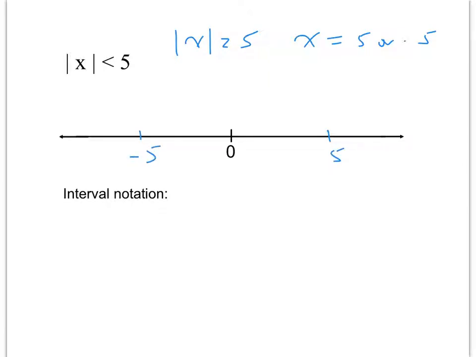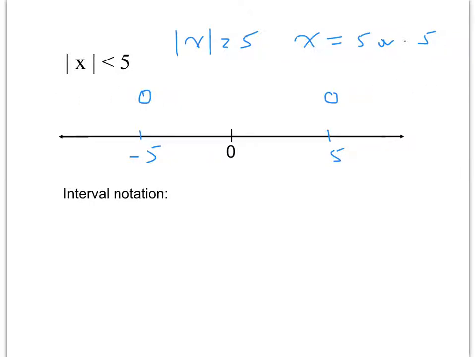And because I'm dealing with less than, I'm going to have open dots as opposed to closed dots if it were less than or equal to. So I have open dots, and now we just got to decide. Am I in between? So in other words, am I going to be a segment in between like this, or am I going to be two rays going apart from each other like this? It's going to be one or the other.